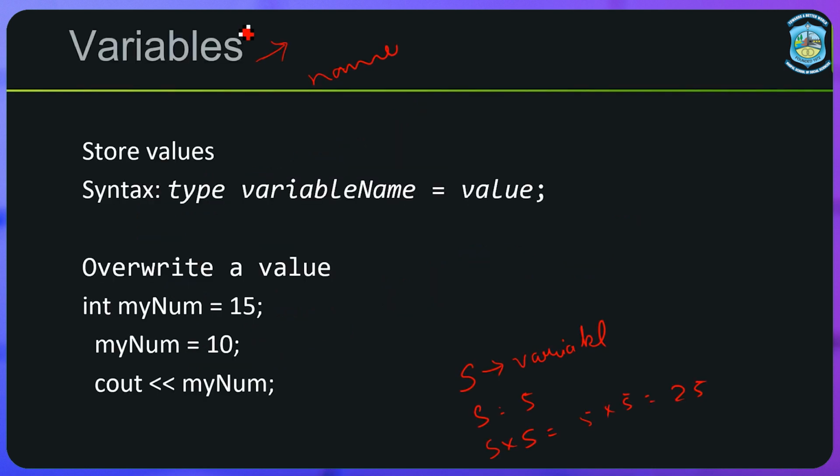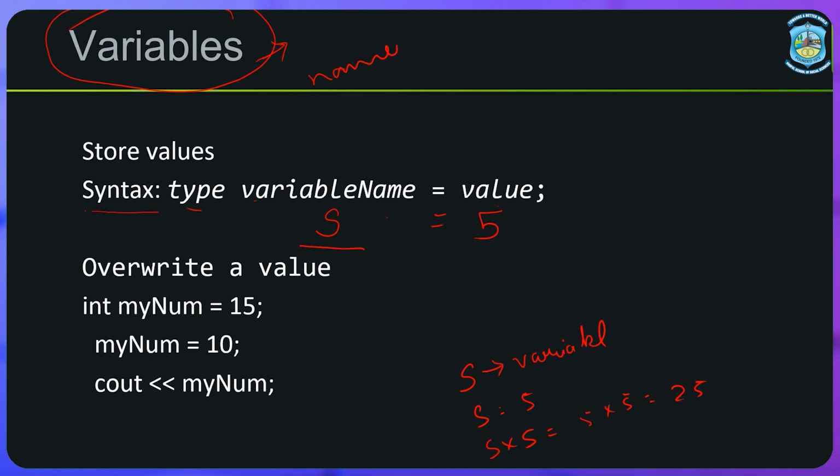So, a variable is the name given to any value. For example, the syntax is type, variable name, is equal to value. Suppose I put S over here and the value is 5. So, S becomes the variable name and 5 becomes the value.